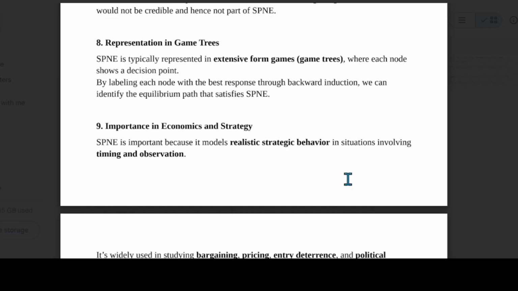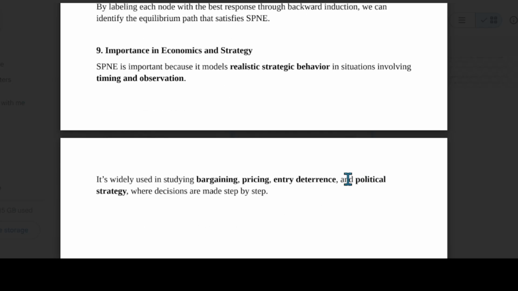Now, what is its importance in economics and strategy? Its importance is that it is useful because many real life decisions happen step by step or are observed by others. It helps us analyze situations in business competition, in bargaining and negotiations, in market entry decisions, and political strategies. Even if you write two of these, that's enough. It provides a realistic view of how smart, rational players act when timing and reactions matter.